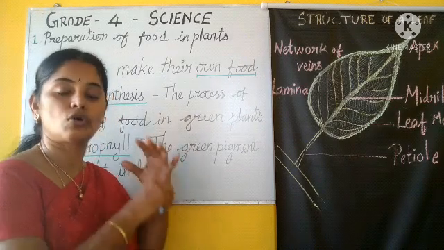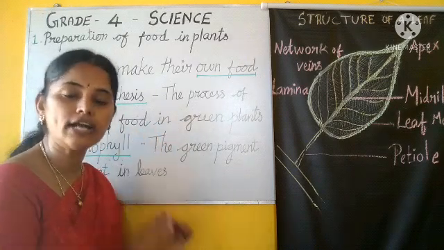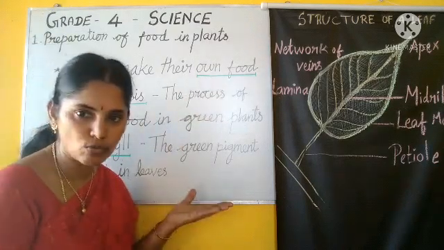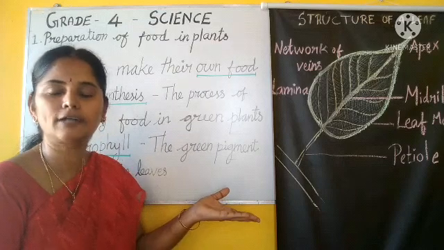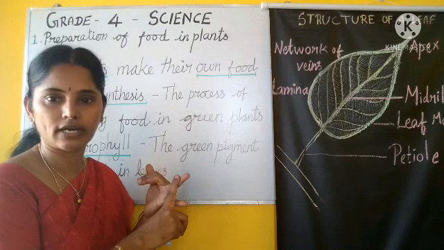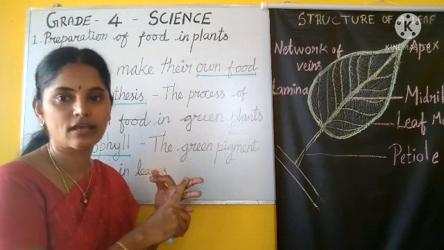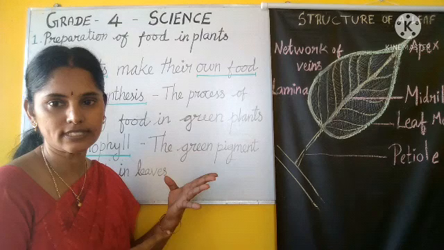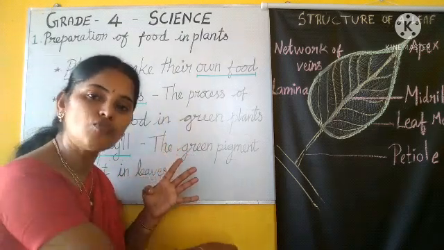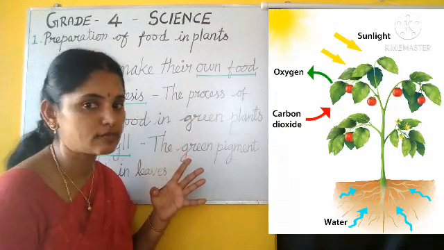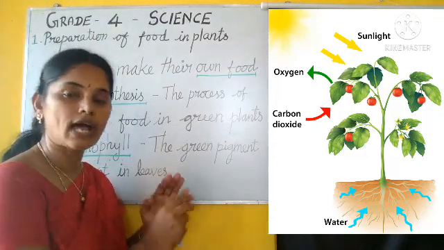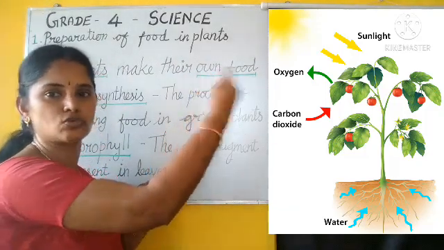Isn't it? So what things are needed for the plants to make their food? Air, water, sunlight and soil. Isn't it? So through the roots, they absorb water and minerals. Plants absorb water and minerals through their roots, isn't it? And the stem passes this to the leaves.